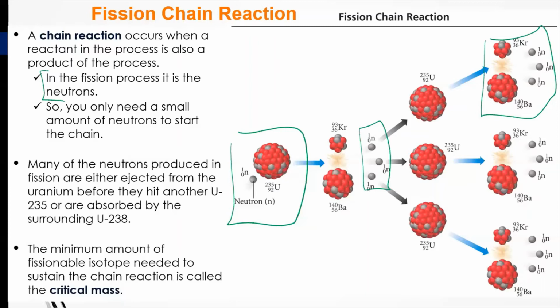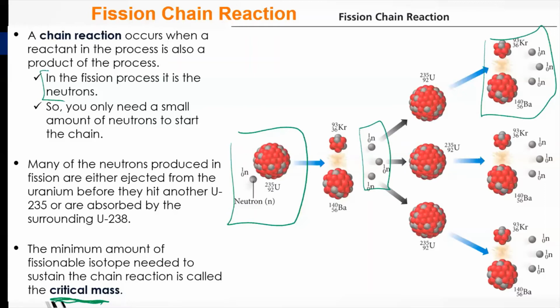Now, a lot of those neutrons produced in the fission process are either ejected from the uranium before they hit another U-235, so they might be released out, or they're absorbed by the surrounding U-238. So not all of them go towards driving this process forward, but some of them do. And what you need is to hit critical mass. What that means is this is the minimum amount of isotope where we can sustain the chain reaction.